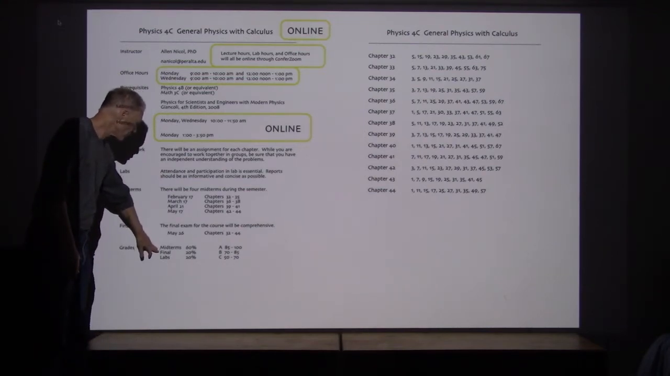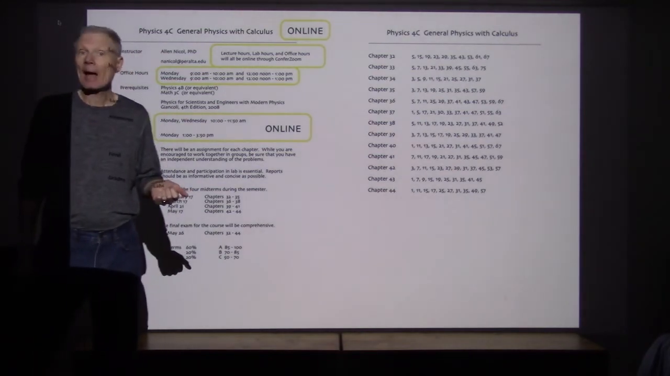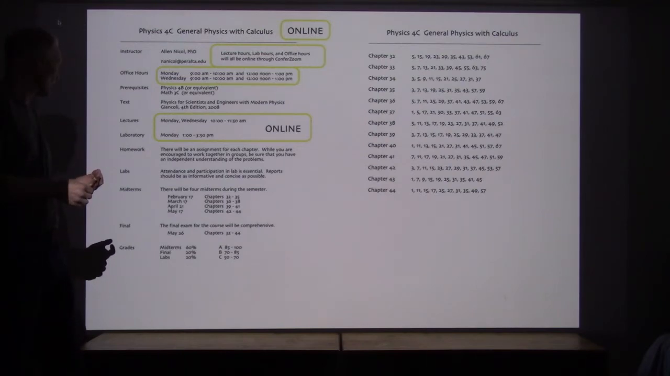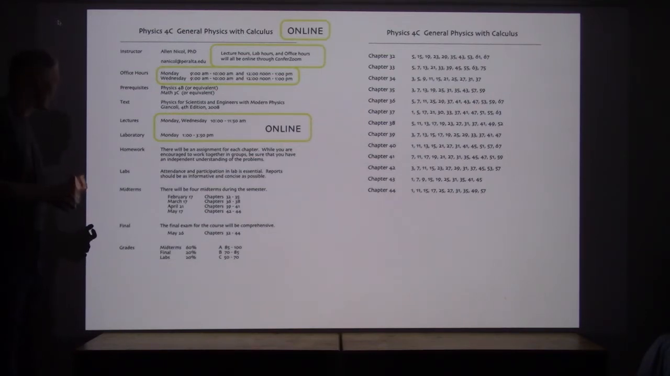Along with the 4 midterms, there will be a final exam. The final exam will be 20% of the grade, and then your work on the labs, your lab work, participation in lab, and your lab reports that you're handing in, those are going to make up the remaining 20% of the grade. All right, so that's the way the grades are going to be determined.